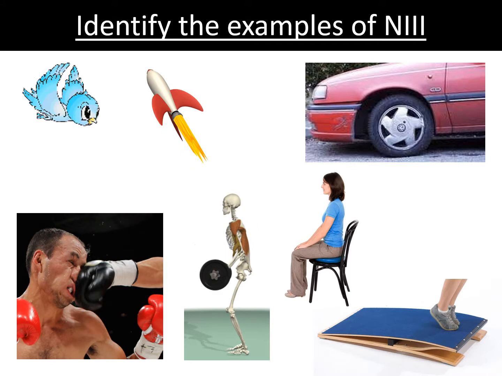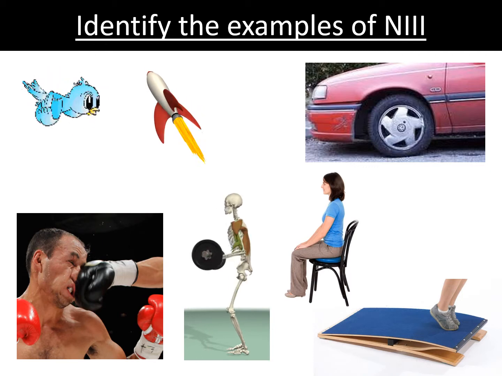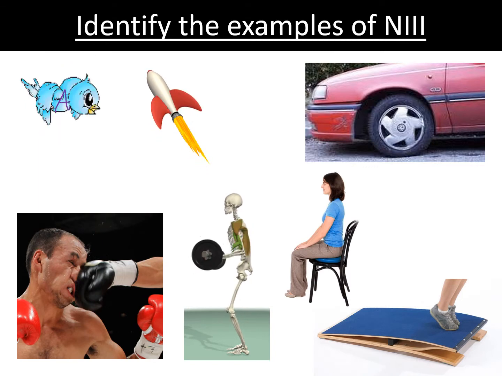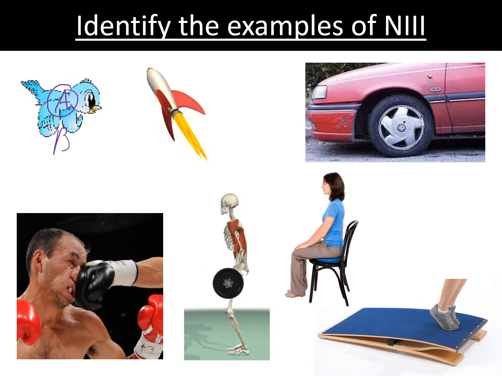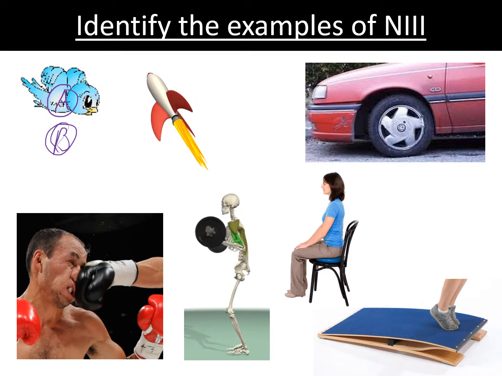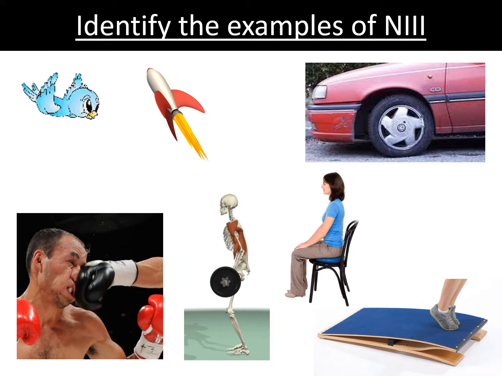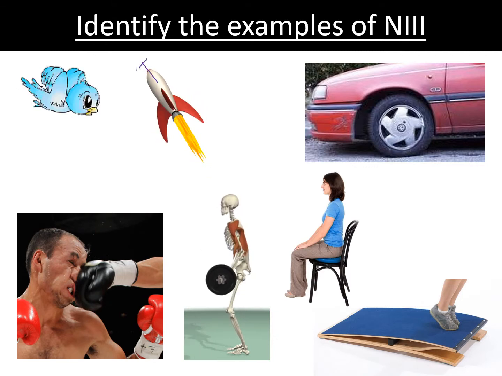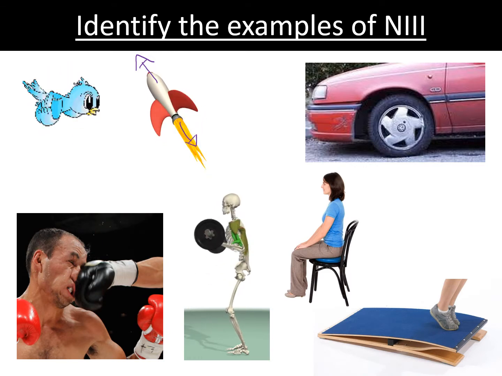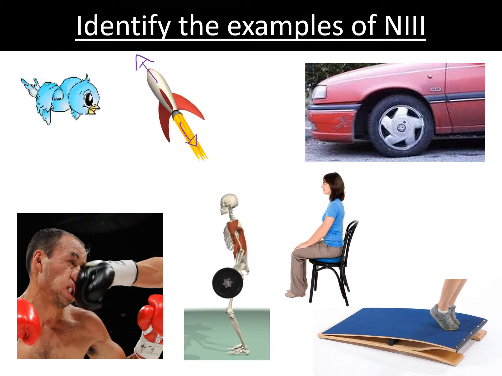So here are some examples of Newton's third law. It's all about identifying the two bodies. So let's start with the bird. The two bodies here are object A, which is the bird, and object B, which is the air. So the bird pushes down on the air and the air pushes up on the bird. With the rocket here, let's assume this is traveling at a constant velocity. We have the force of the rocket on the fuel, and the force of the fuel on the rocket. So the fuel coming out the back is what pushes the rocket forward.